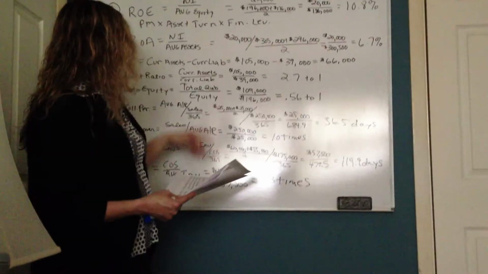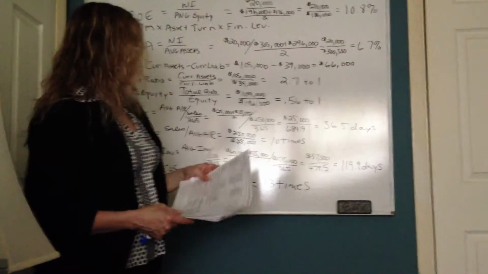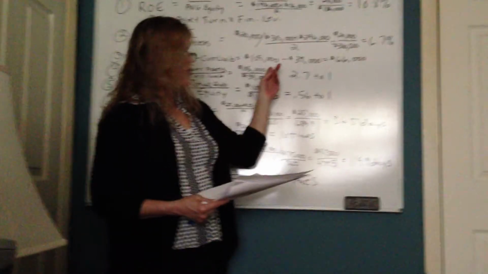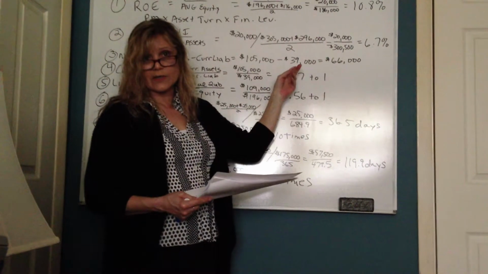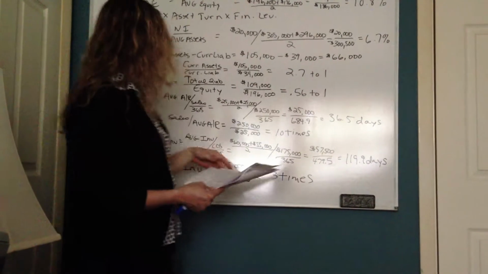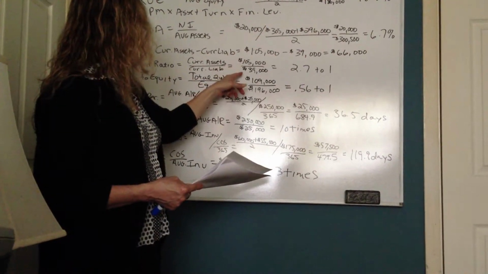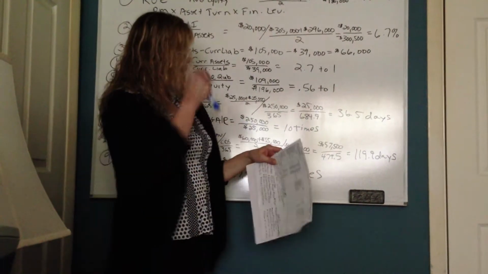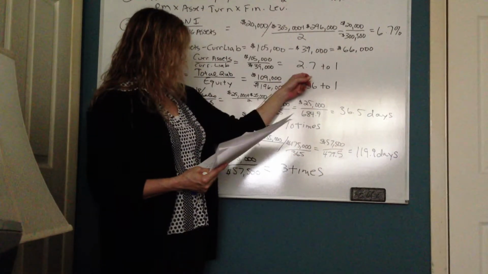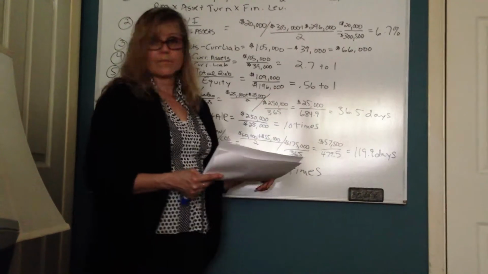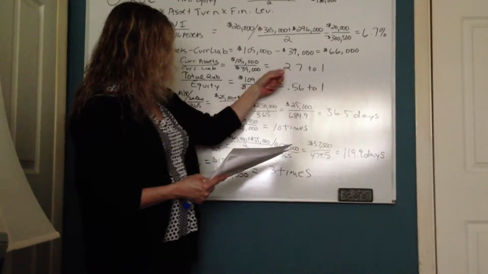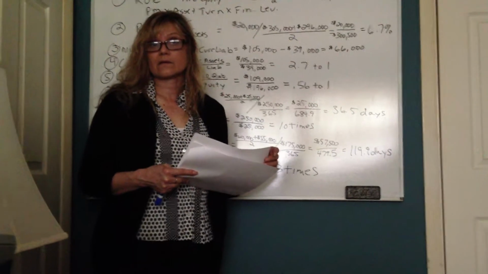Net working capital. That's just our current assets minus our current liabilities. So how much more do we have in current assets than we have in current liabilities? Okay, that's all that's telling us. Current ratio is our current assets divided by current liabilities. So what this tells us is we have 2.7 more in current assets than we do in liabilities.